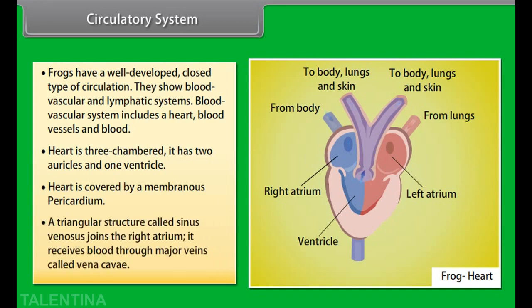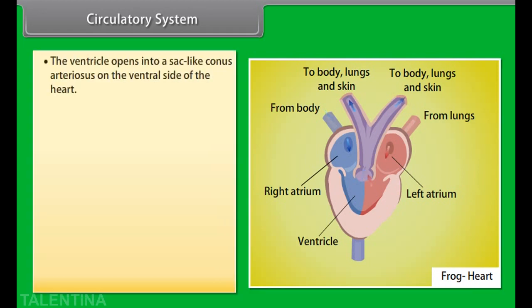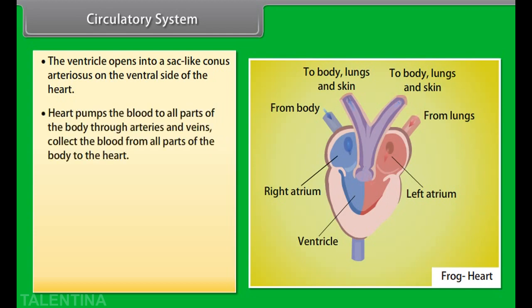A triangular structure called the sinus venosus joins the right atrium. It receives blood through major veins called vena cava. The ventricle opens into a sac-like conus arteriosus on the ventral side of the heart. The heart pumps the blood to all parts of the body through arteries, and veins collect the blood from all parts of the body to the heart.